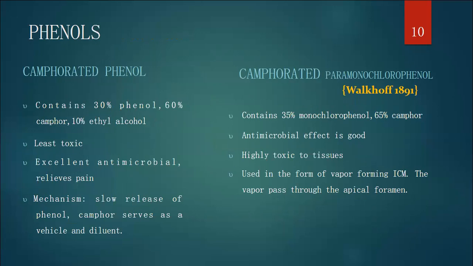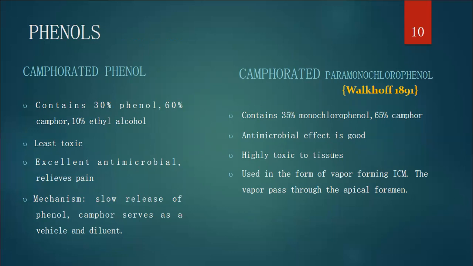Phenols: camphorated phenol and camphorated paramonochlorophenol, by Walkhoff in 1891. Camphorated phenol contains 30% phenol, 60% camphor, 10% ethyl alcohol. It is least toxic, an excellent antimicrobial, and relieves pain. Mechanism: slow release of phenol. Camphor serves as a vehicle and diluent.